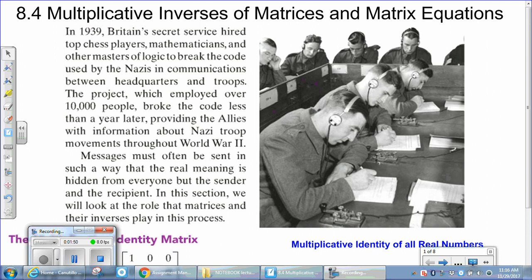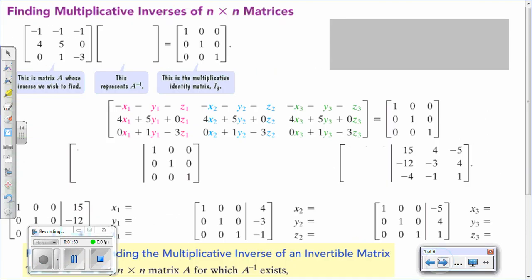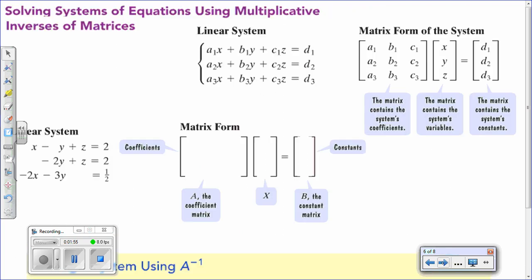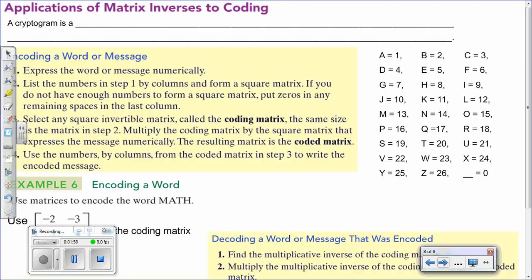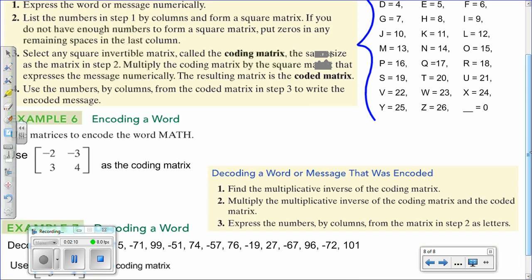So let's go to the very last slide, so you can get an idea of what I'm talking about. To encode a message, we have the alphabet here, and we assign a number to each letter. We're going to start with an easy one, the word MATH. Sometimes you can write your matrix horizontally or vertically. The book chooses to do it vertically, so we're just going to keep that pattern.